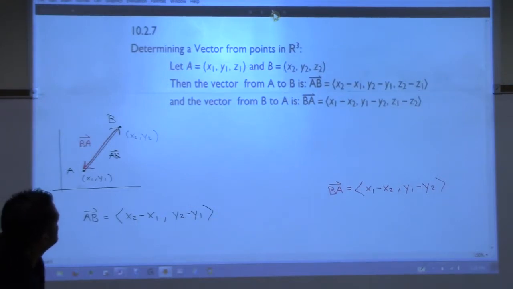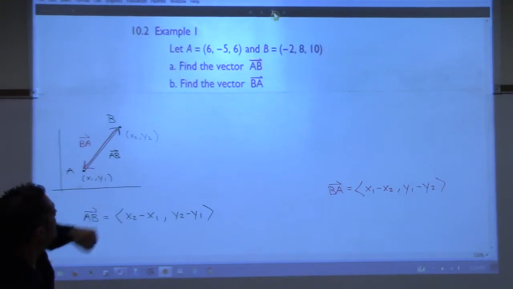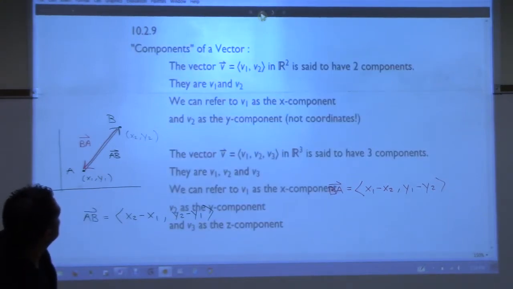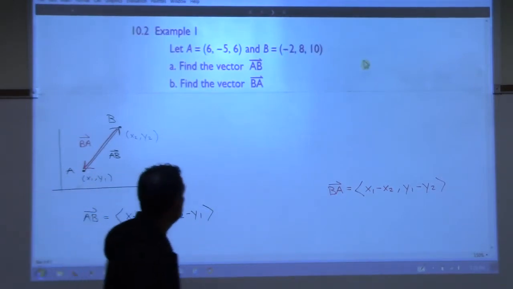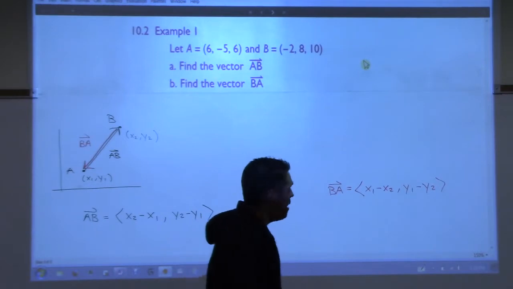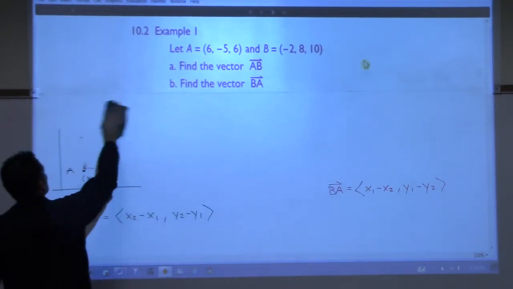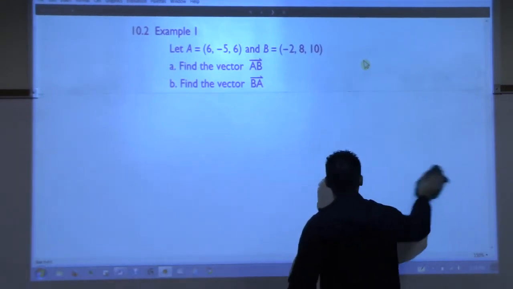All right, hold on a second. That's determining in 3-dimensional space, so we're going to skip this. And that's an example. Hold on, oh, there it is. I was waiting for that note. Okay, let's do this example. In this example, I'm asking for a vector from A to B and then a vector from B to A. The problem is I'm giving them points in three-dimensional space instead. So yeah, we're going to ignore the third one.